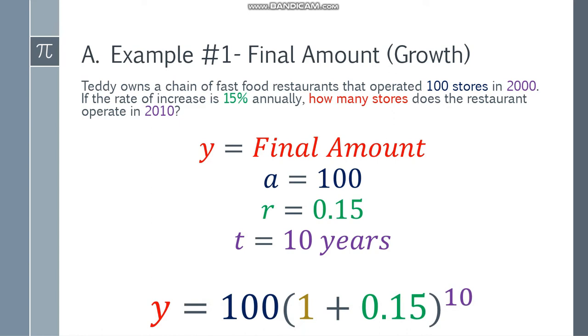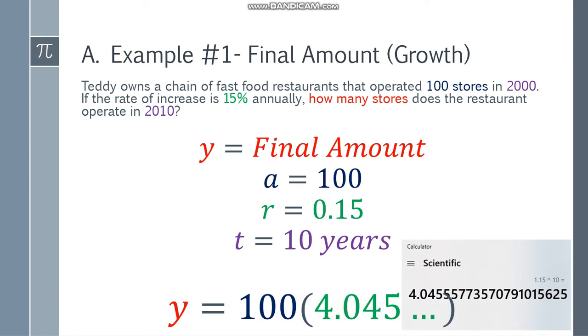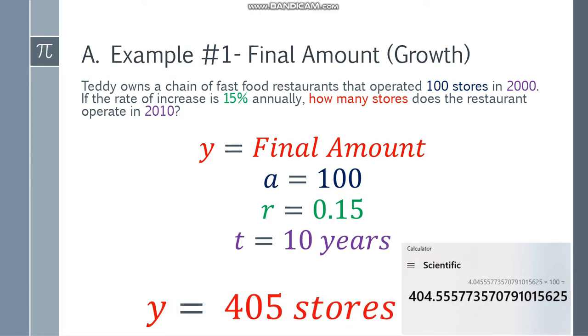Okay. Now, let's simplify muna natin. So, 1 plus 0.15, that will be 1.15. At 1.15 to the 10th power ay 4.04 something. Ngayon, multiply mo siya ng 100. Ito yung makukuha mo sa calculator, 404.55. Dahil hinahanap kasi stores, how many stores, hindi naman pwedeng may decimal sa stores. So, approximately 405 stores. Ni-round up ko na lang siya.